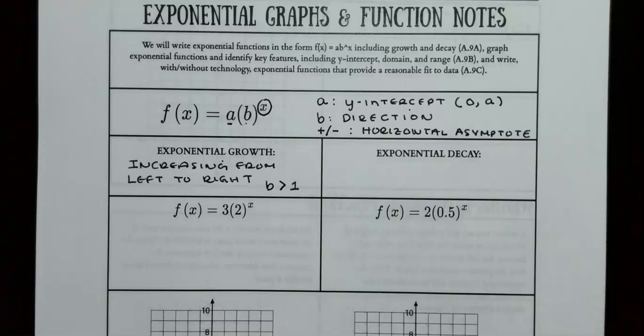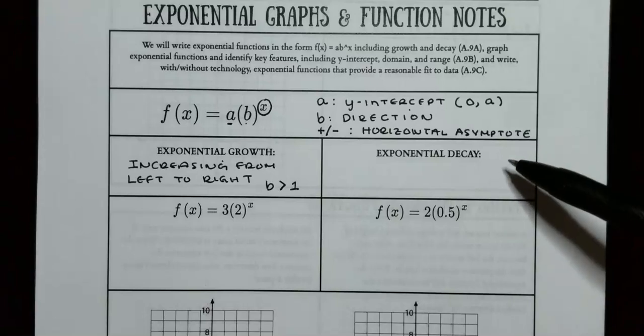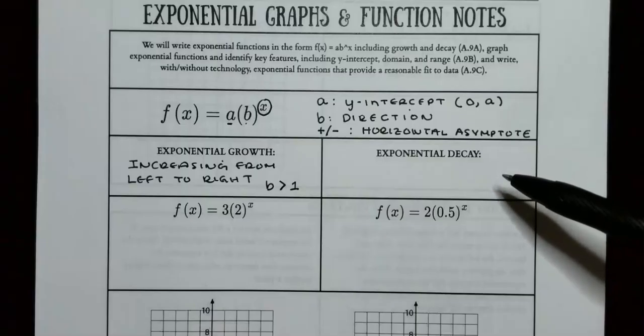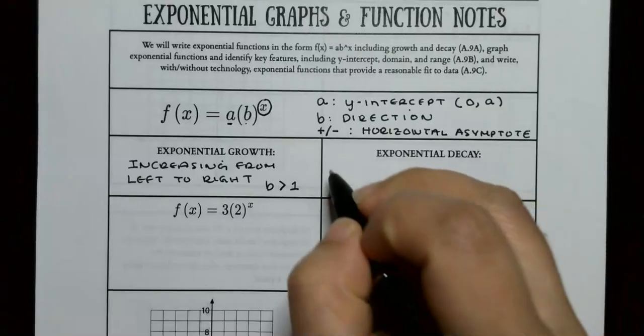So naturally, when we look at something that says exponential decay, we know it's going to be the opposite. It is not growing, it is decreasing from left to right. So let's go ahead and write that in.